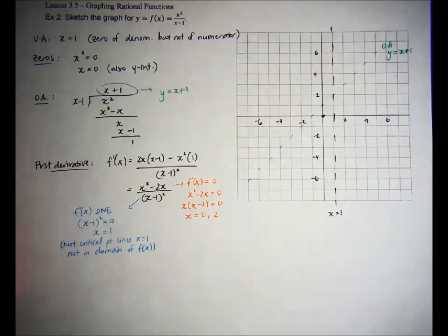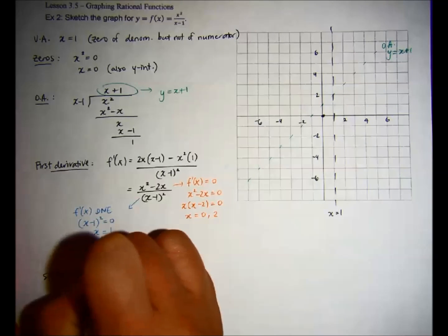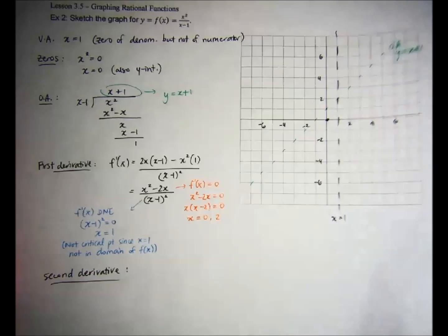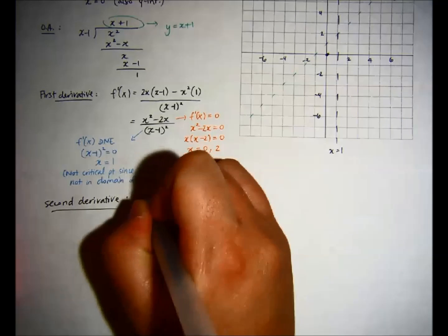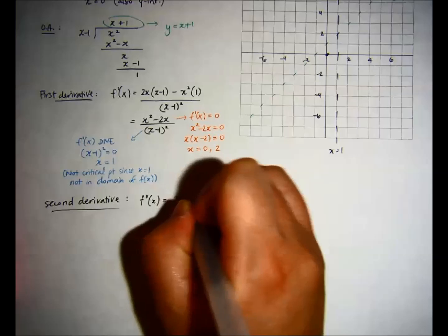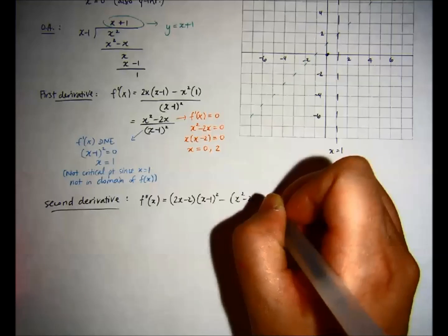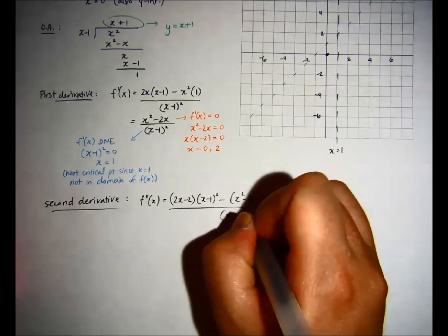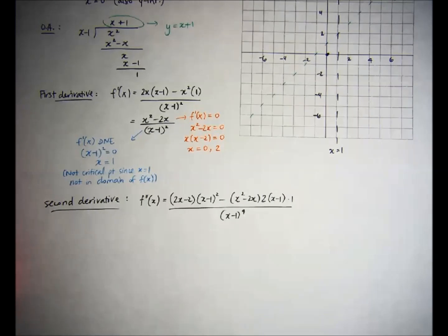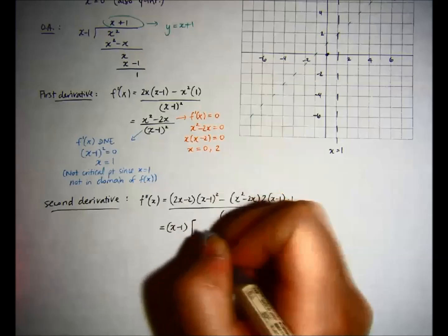So this time, I'm not going to use the first derivative test. Instead, I'm going to move on and figure out the second derivative and try to use the second derivative test instead to see whether or not these 2 points will give us local extrema. So let's take the second derivative now. (2x minus 2) times (x minus 1) squared, minus (x squared minus 2x) times 2 times (x minus 1) times 1, over (x minus 1) to the exponent of 4. There is an x minus 1 that is common to both of the numerator terms, so I will take that out.